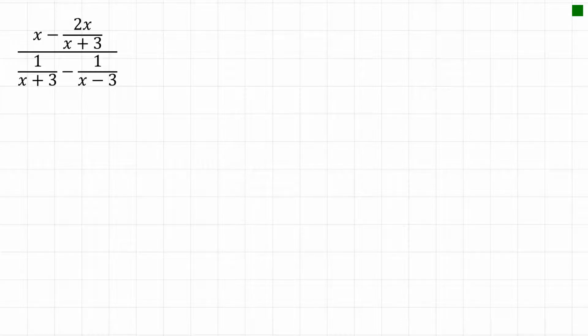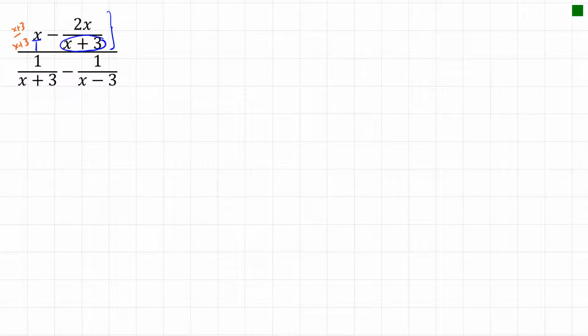So what's the common denominator in the top numerator here? It's a complex fraction, so there's a lot of numerator and denominator language. But in the numerator here, we're going to add these fractions, and these fractions in the numerator have a common denominator of x plus 3. So that means I need to multiply this first term by x plus 3 over x plus 3.